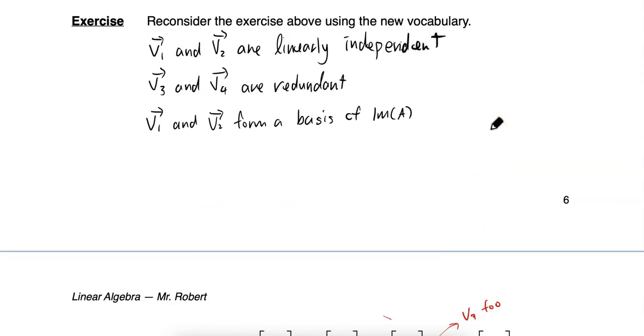So in the example above, with v1, v2, v3, v4 in matrix A, we can say that v1 and v2 are linearly independent, v3 and v4 are redundant, and v1 and v2 form a basis of the image of A. No matter what we do with matrix A, the output will be a linear combination of v1 and v2.